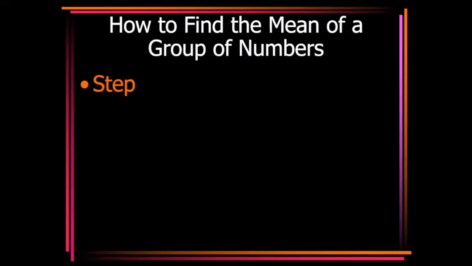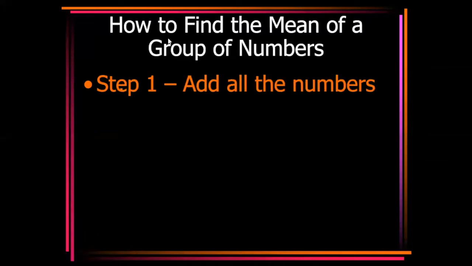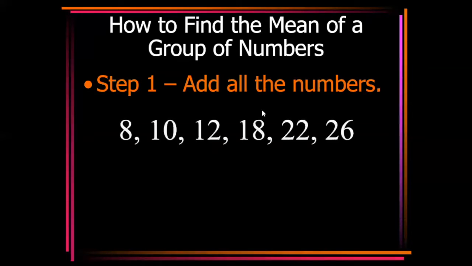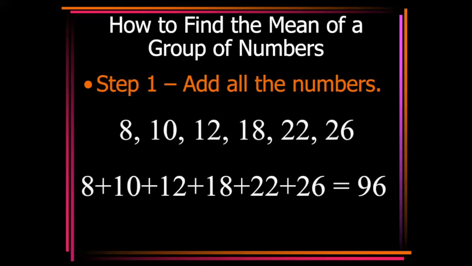How to find the mean of a group of numbers? Step 1. Add all the numbers. The numbers we have here are 8, 10, 12, 18, 22, and 26. The sum of the add-ins is 96.